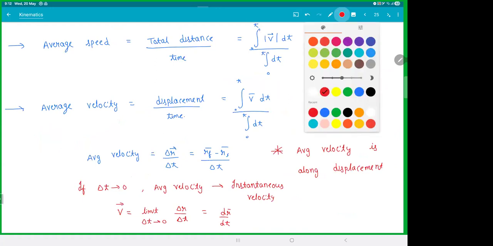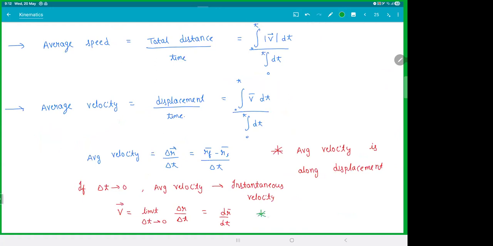And what is the direction for instantaneous velocity? Instantaneous velocity is along the tangent. So it's always along the tangent.